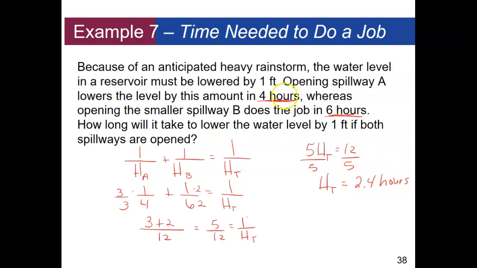So one took 4 hours, one took 6 hours, and then when they worked together, they took 2.4 hours to complete the job. Another way, instead of cross multiplying, is just to realize that you need to flip each one of these. So if I'm flipping 5/12, it's going to be 12/5. 12/5 is 2.4 hours.